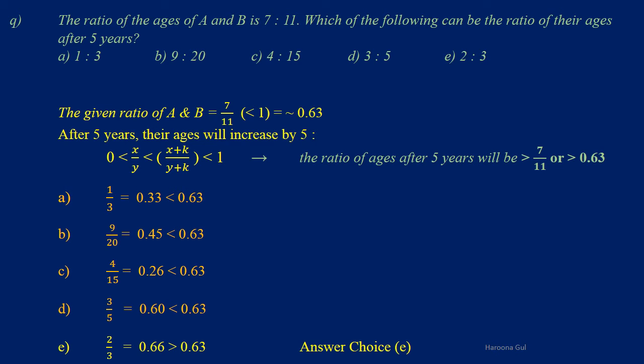Now let us see what answer options we've been given. Our first option is 1 over 3, which is 0.33, and it is less than 0.63. Second option is 9 over 20, which is also less than 0.63. Third, fourth, all of the first 4 answer options are less than 0.63. But our fifth option, that is option E, is greater than 0.63. So this is our answer, right?